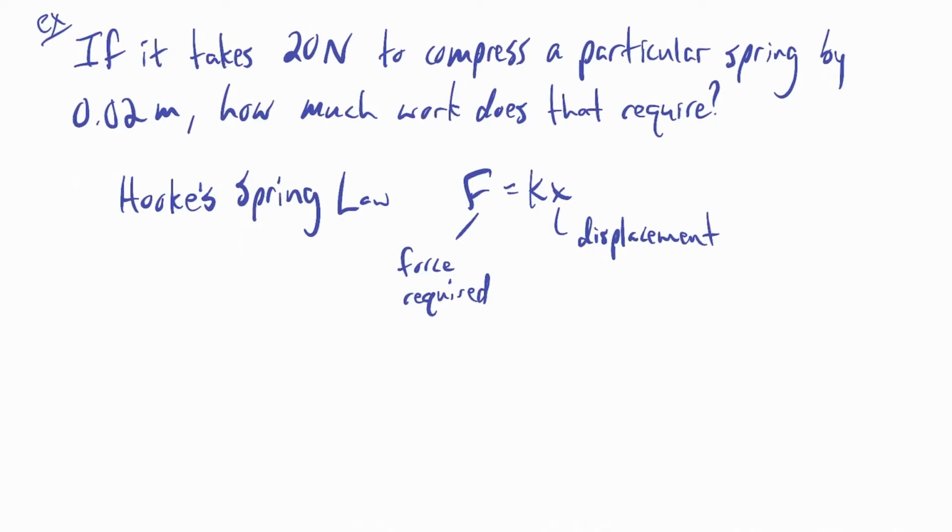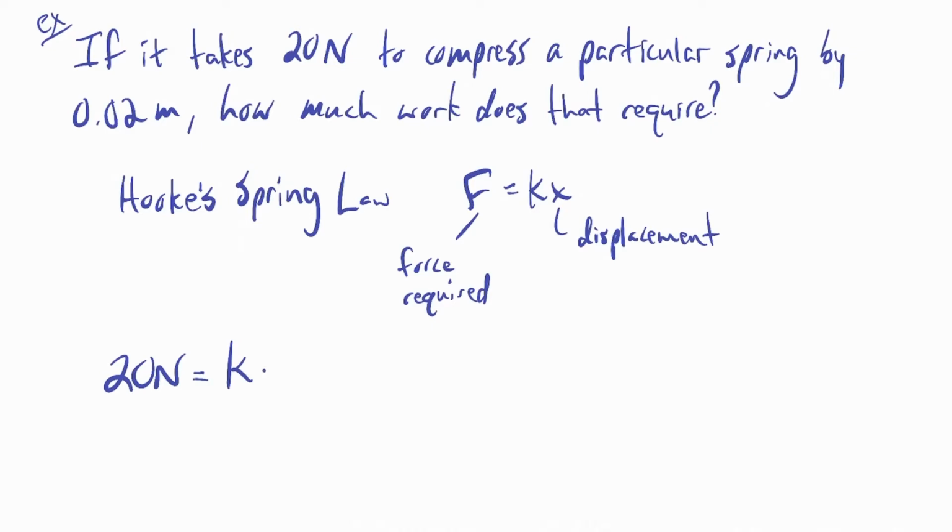So Hooke's spring law describes the force required to compress a spring for small compressions. For large compressions, this is not very accurate. So F equals Kx, meaning that the force required is proportional to the displacement. How much are you compressing the spring? Small compressions, small force. So basically, if we wanted to compress down to 0.02 meters, it is 20 newtons to hold it at that point. So 20 newtons would be a number we can plug in for F.